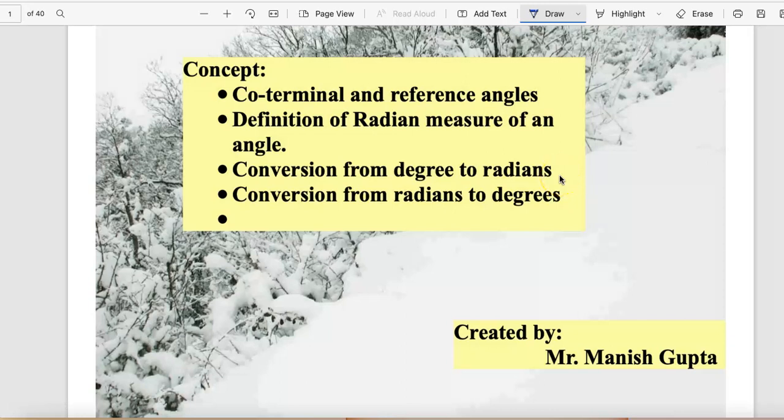Hi, today we will be learning about coterminal and reference angles, the definition of radian measure of an angle, conversion from degrees to radians, and conversion from radians to degrees. We will also learn how to draw different types of angles which have been given to us in different formats.